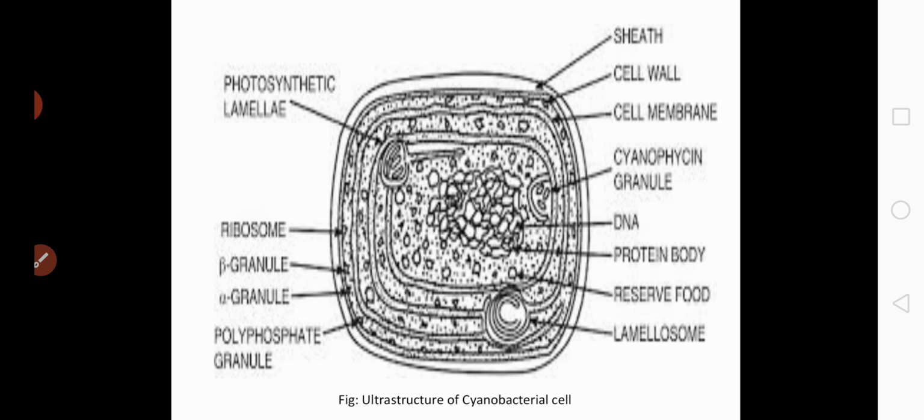So this is the ultrastructure of the cyanobacterial cell. In this picture you can see the lamellosomes, photosynthetic lamellae, the sheath, meaning the mucilaginous sheath, the cell wall and the plasma membrane, and inside the cytoplasm it contains DNA, ribosomes and granules, etc.